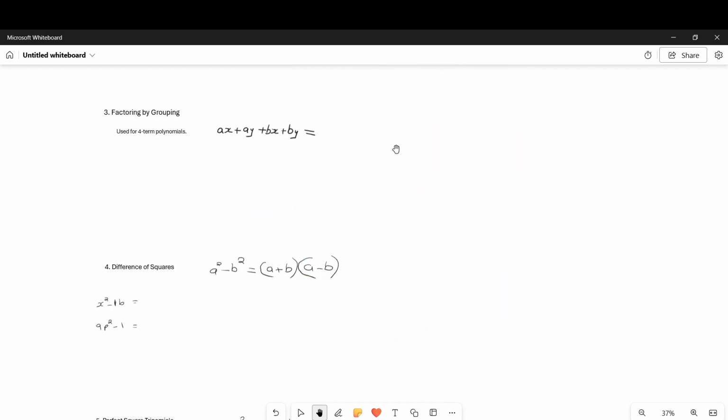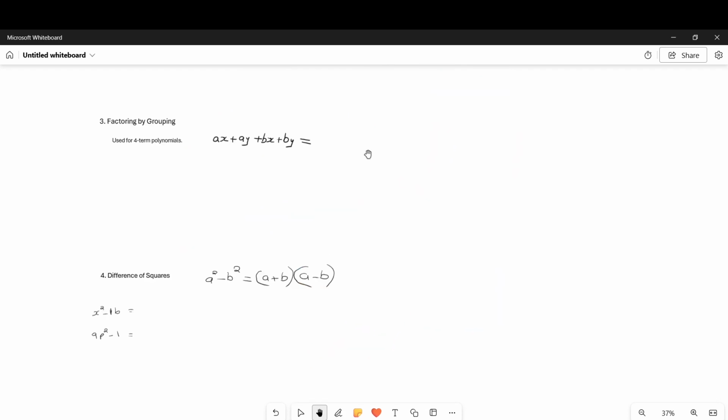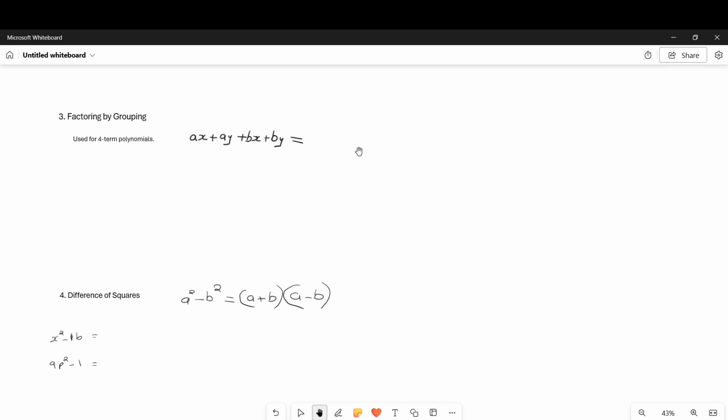Okay, what's the third one saying? Factor by grouping. Factor by grouping is normally used for a 4-term polynomial. This is a 4-term polynomial, meaning 1, 2, 3, 4 terms. We have two variables and different coefficients also: a is the coefficient for the x, and for the next one b is the coefficient.